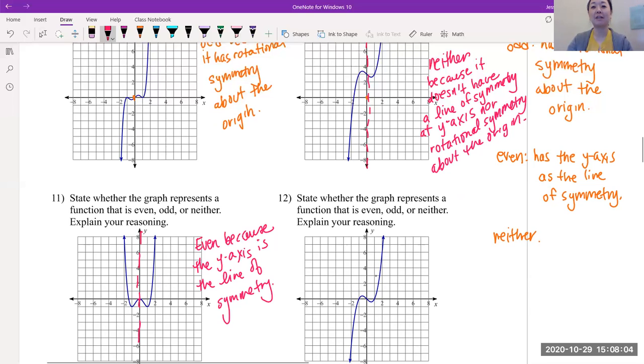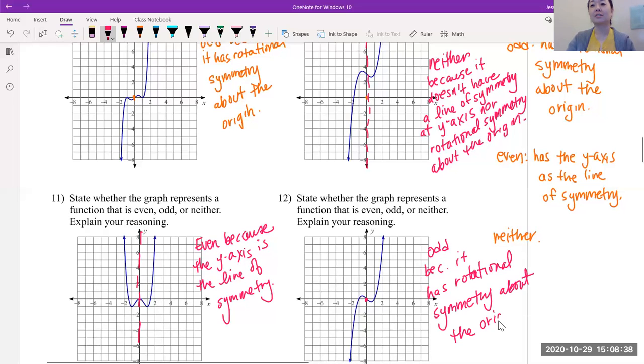All right, if we look at this one right here, again we're going to check for odd. If we take this and turn it upside down, is it exactly the same? Yep, it is. So we're like, yay, it's odd. How odd? Yay for odd things. So it's odd because it has rotational symmetry about the origin. See how it's very much the same kind of wording.